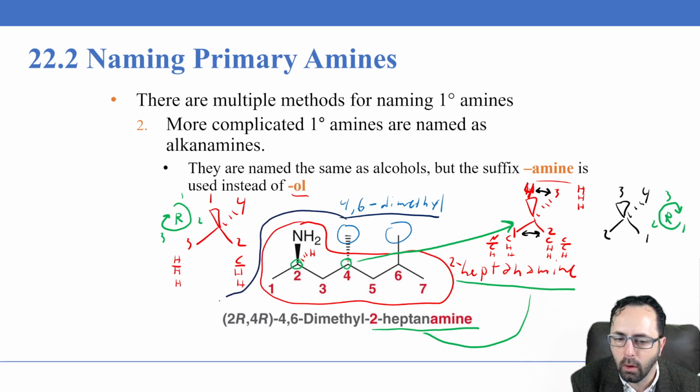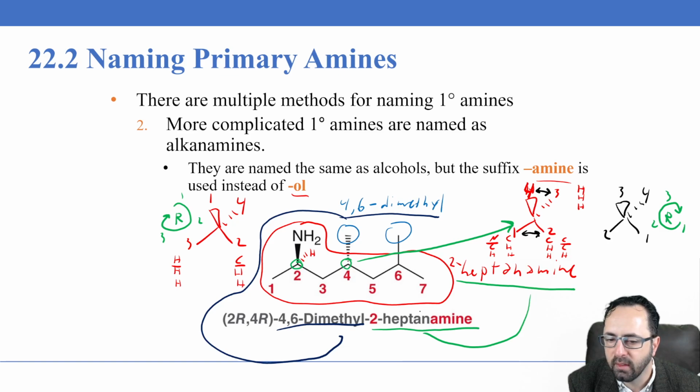That's going to go right in here. And remember, we always separate the letters from the numbers with a dash. So there's a dash here between the 4,6-dimethyl 2-heptanamine. And then there's going to be a dash before the 4 and 6. And this is where we're going to put our groupings, our stereochemistry.